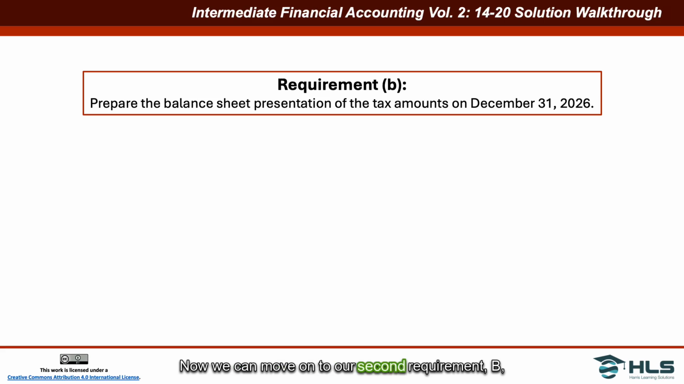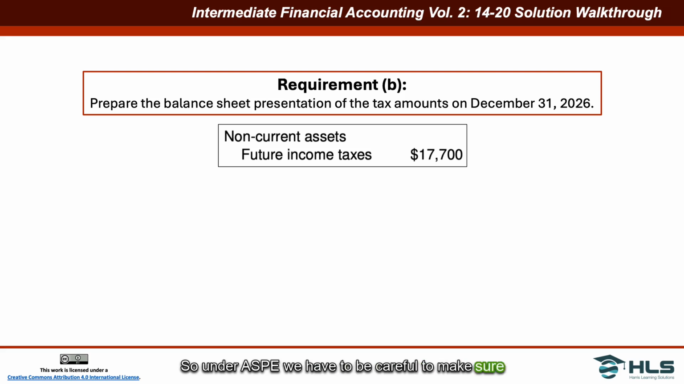Now we can move on to our second requirement B, where we are asked to prepare the balance sheet presentation of the tax amounts on December 31st, 2026. So under ASPE, we have to be careful to make sure that we properly classify our future tax amounts as either assets or liabilities and current or non-current. So let's start with assets.